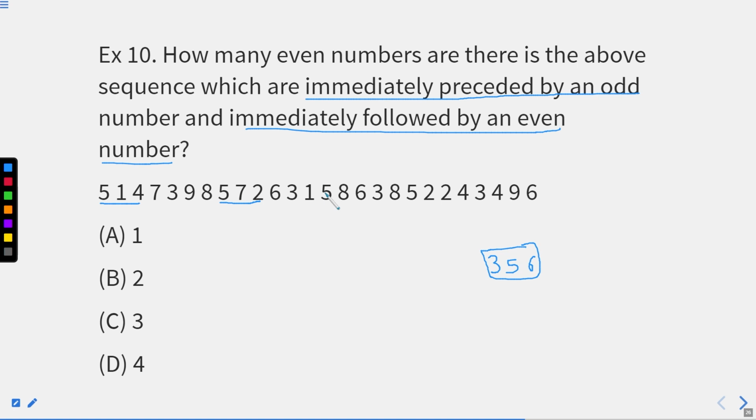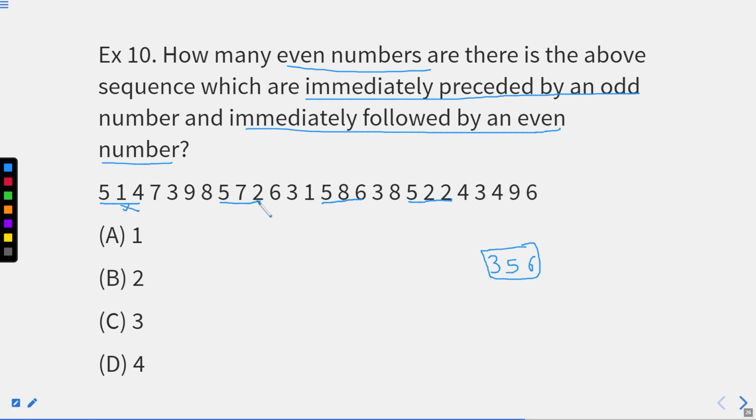If we talk about 5, what are we having? 8, 5, 6. So we are having an odd number, then an even number. Yes, we are getting it. Similarly, if I talk about 2, we have 5, 2, 2. Again it will form, right? Now we are able to figure out 4 different such pairs. But as per the question, how many even numbers are there? So 1 is an odd number. We know that. So we will not consider this, right?